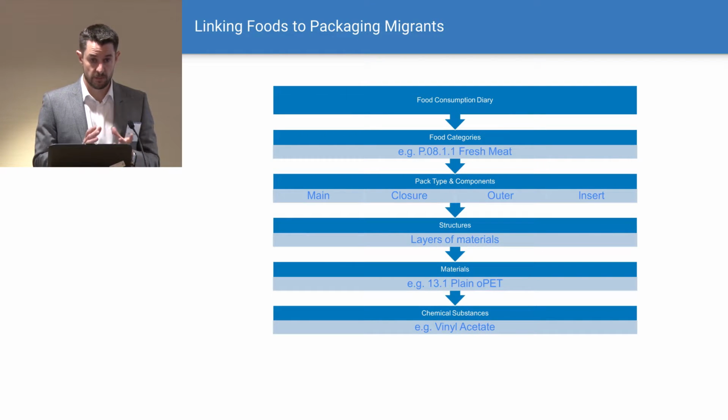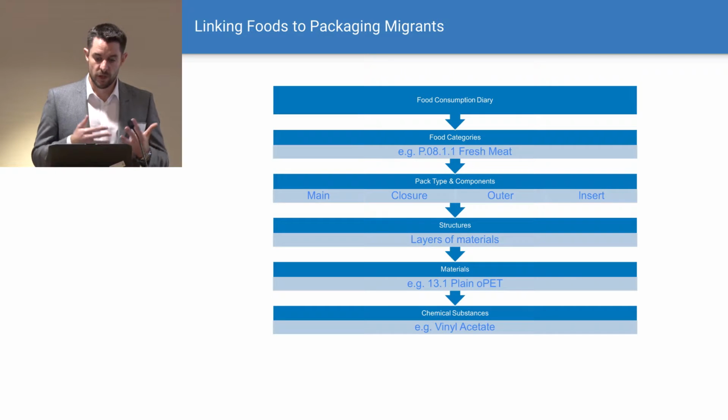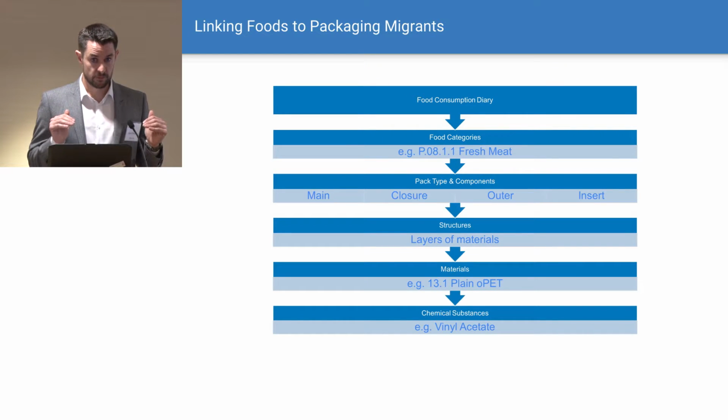The components are the main, so it'll be the main structure of the packaging. You can have a closure then, which could be something like a sealed lidding or a screw top for a beverage bottle. You can have an outer, which would be like an outer wrap that would be used in food, and you can also have an insert. So this would be in things like ready-to-eat meats or cheeses or the drip trays that are present in meat trays. Those are things that have direct food contact as well, so they're food packaging and they need to be considered. So we only looked at direct food contact materials as well, or packaging as well.